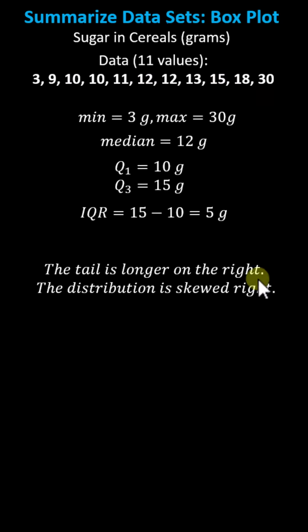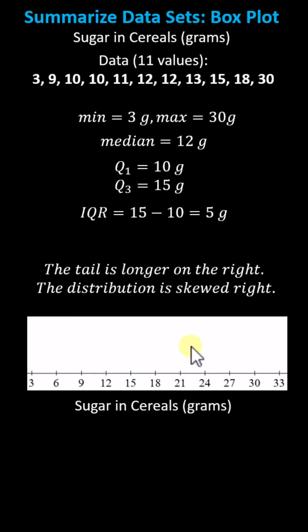Step 1 is to create a number line with an interval of at least 3 to 30. Next, we label the horizontal axis. To create the box plot, the first step is to plot points or dots above the min and max values of 3 and 30. Next, we plot the median of 12, and then quartile 1 and quartile 3 of 10 and 15. And now to create the box plot, we make a box from Q1 to Q3.